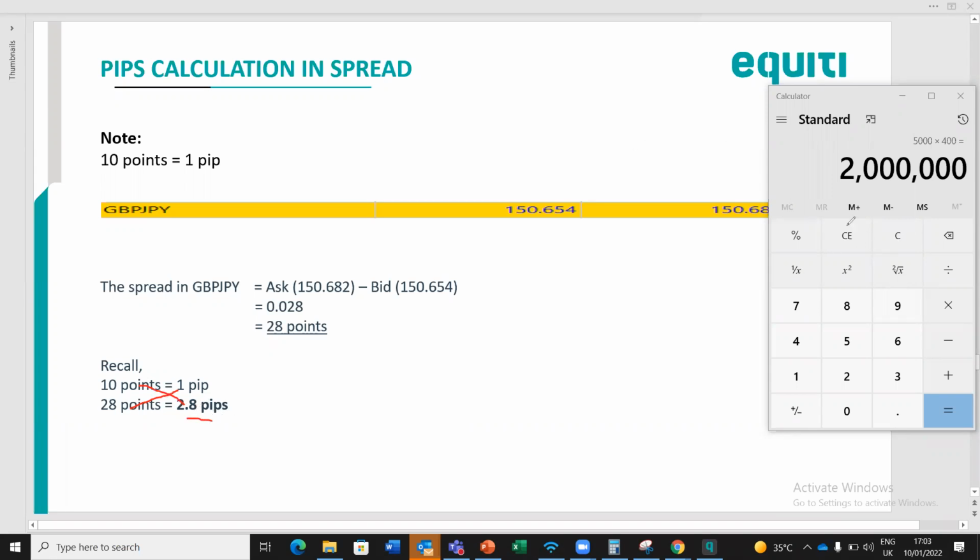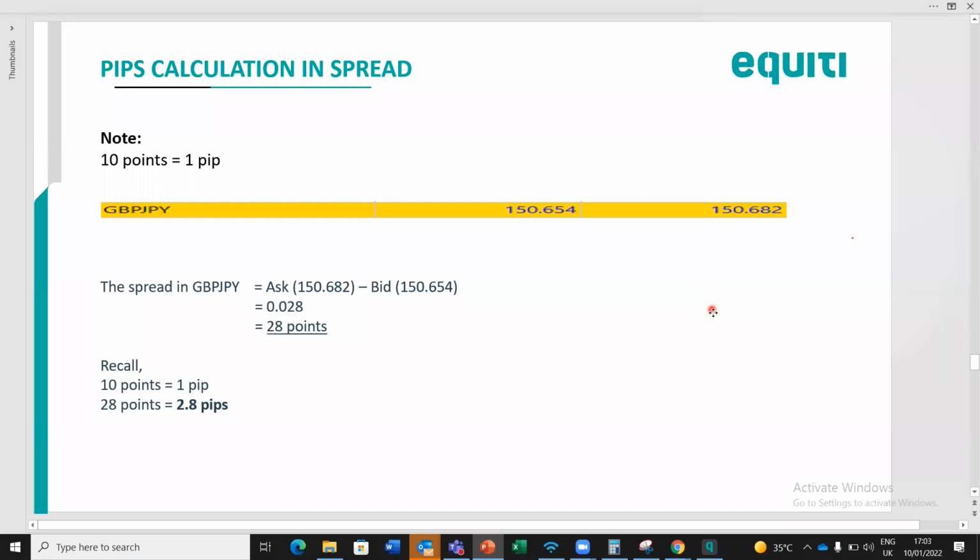So let's quickly do that now and see for ourselves. All right. So we have 28 multiplied by 1, right? And then divided by what? 10. That gives us what? 2.8 pips. So that is how we come about the 2.8 pips. All right, very beautiful.